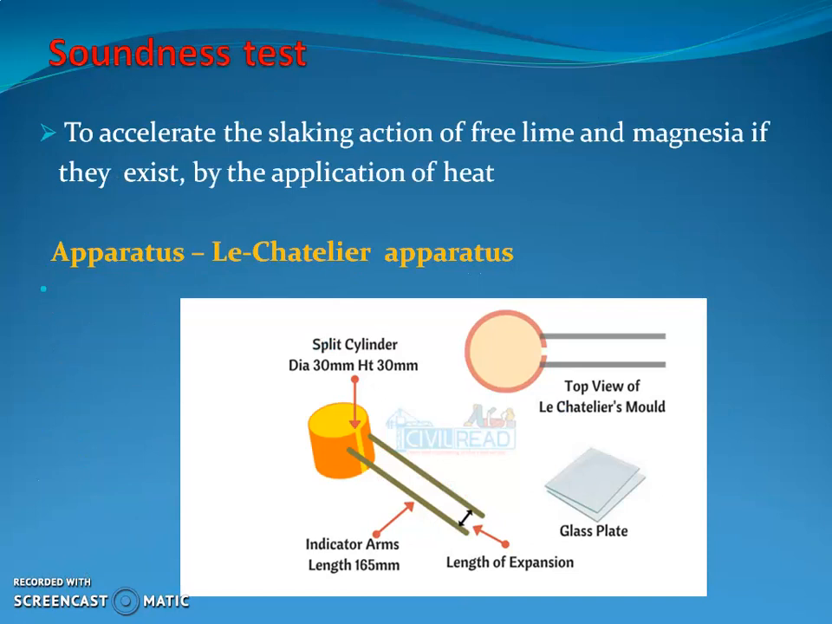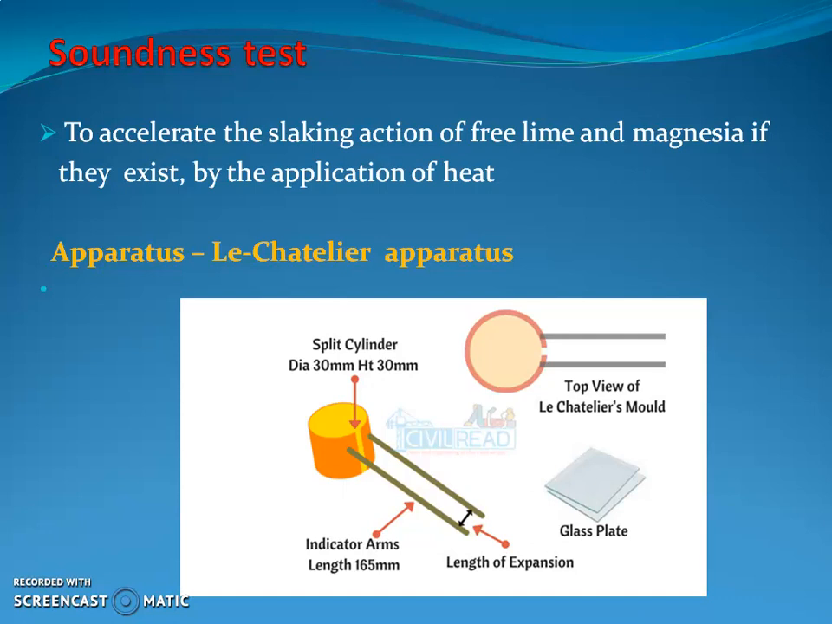Next test is the soundness test. During the manufacture of cement, if the quantity of free lime and magnesia present is in excess, then it will be liable to remain uncombined. If concrete or mortar is prepared from such a cement, it is liable to expand after the slaking action is complete, and it is one of the causes of cracking of cement in the concrete. Therefore, the soundness test is performed to accelerate the slaking action of the free lime and magnesia, if they exist, by the application of heat.